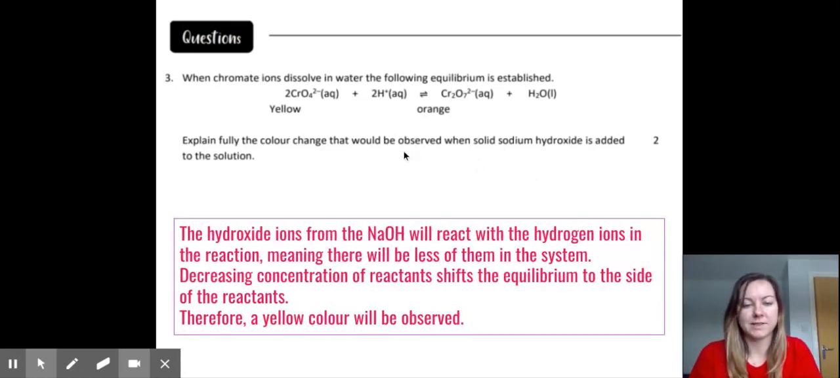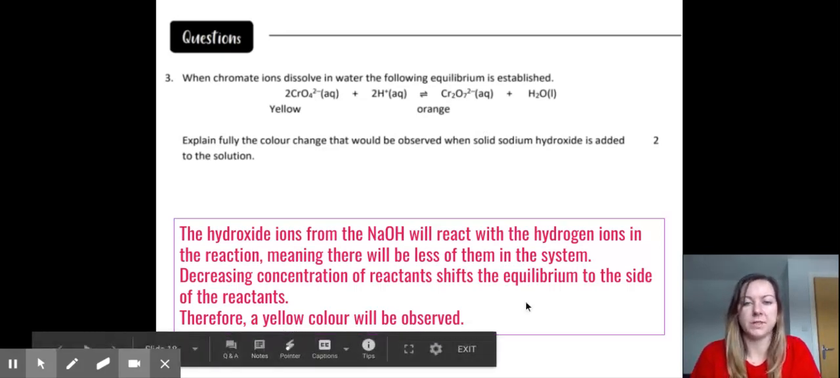Well, sodium hydroxide is an alkali and we have some hydrogen ions here. So what's going to happen is the hydroxide ions are going to react with the hydrogen ions and effectively pull them out of the equilibrium. So they're reacting together. There's going to be less of these hydrogen ions on the reactant side. What the equilibrium is going to do then is push it to the side which will make more of these to replace what was lost. So it's going to shift the equilibrium to the side of the reactants or the left side, and therefore a yellow colour will be observed.